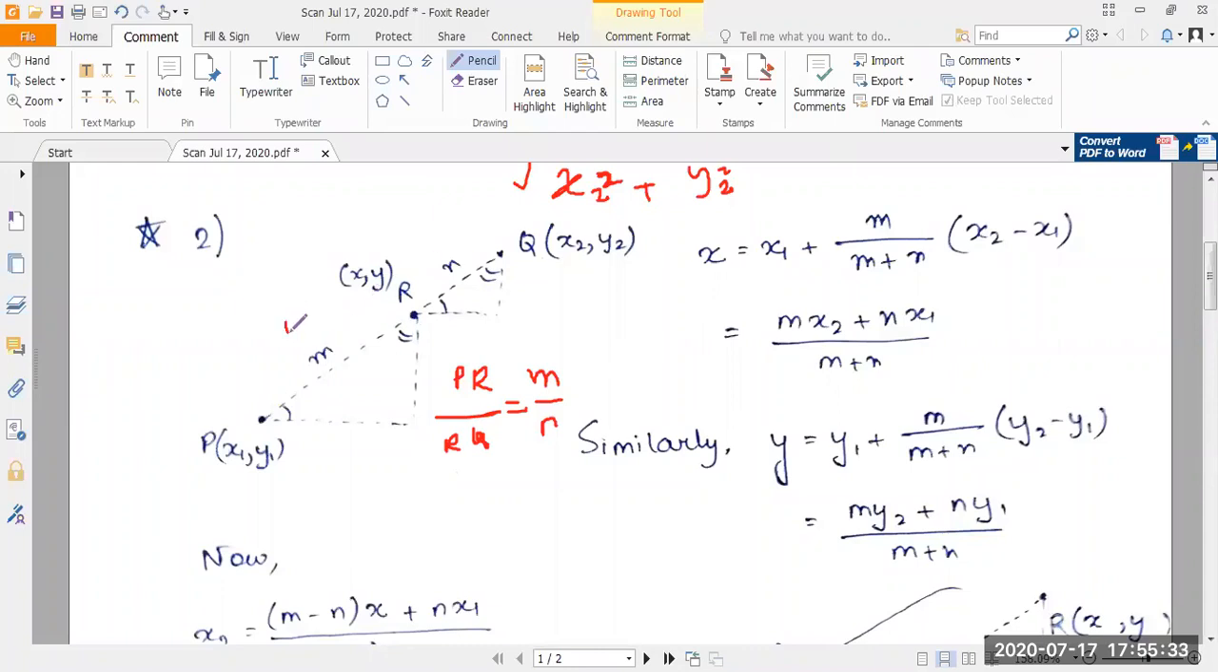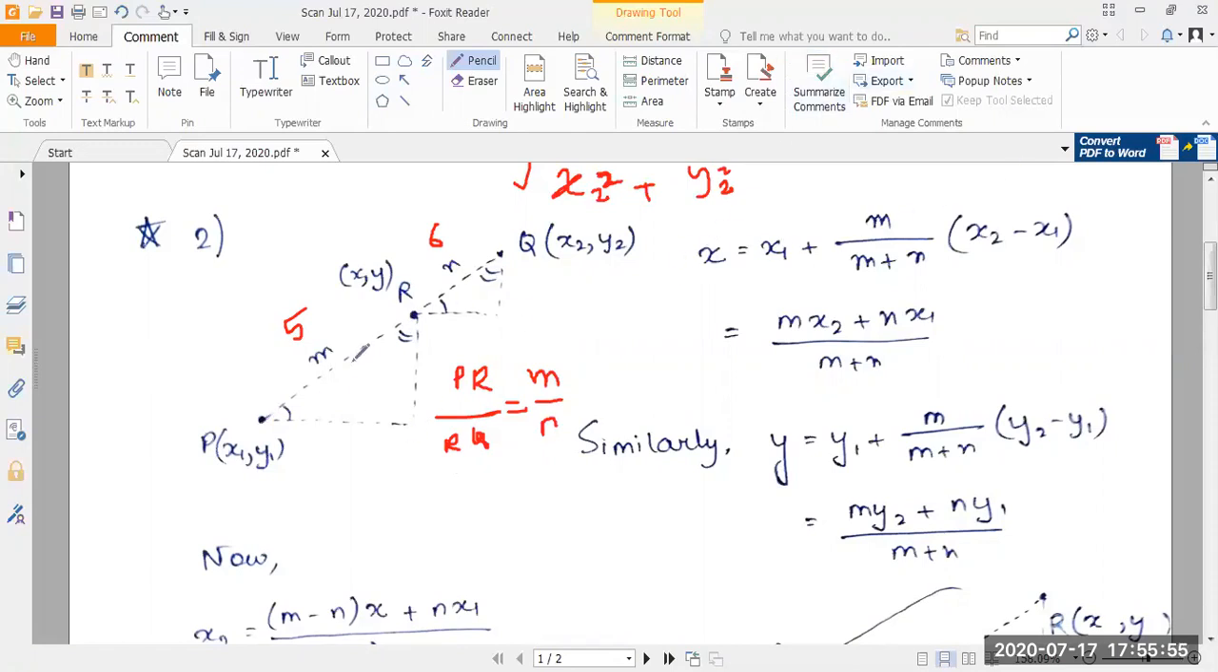So let's say M equal to 5 and N equal to 6. If we have the value of M equal to 5 and N equal to 6, and let's say PQ is equal to 11 units, so PR will be 5 units. So that is what we mean by the concept of internally dividing a line segment.